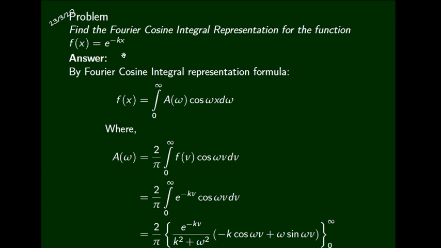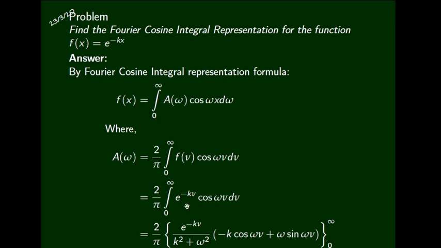Next problem, we are going to find the cosine integral representation of this e raised to minus kx. First of all, we start with the Fourier cosine integral representation theorem. f of x equal to integral 0 to infinity a of omega cos omega x d omega. But a of omega is 2 by pi integral 0 to infinity f of nu cos omega nu d nu. We have to substitute f of nu here and integrate. f of x is e raised to minus kx, so f of nu is e raised to minus k nu. That's all. 2 by pi integral 0 to infinity e raised to minus k nu cos omega nu d nu.